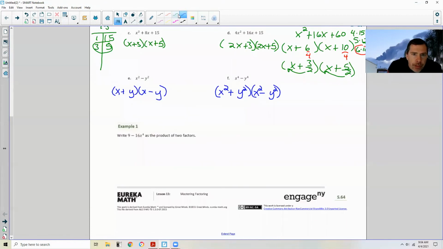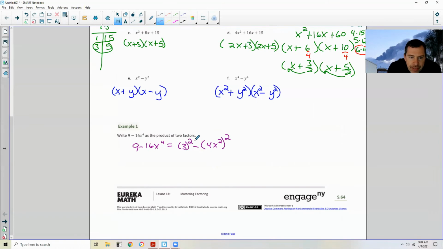Okay, example 1. It says to write 9 minus 16x to the 4th as the product of two factors. So 9, the square root of 9 is 3, so 3 squared is 9. And then I'm going to write minus, and the square root of 16 is 4, and the square root of x to the 4th is x squared. So this would be 4x squared, squared.